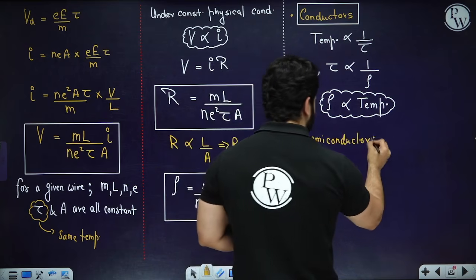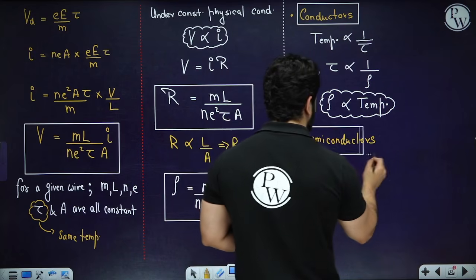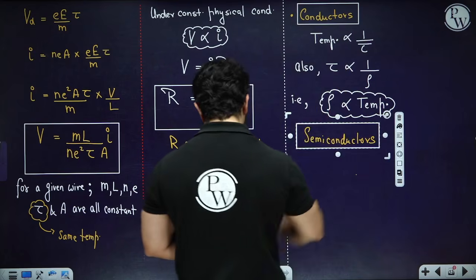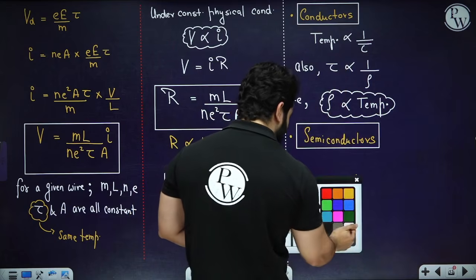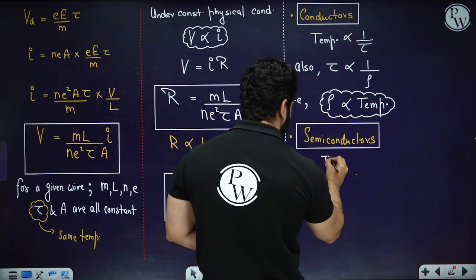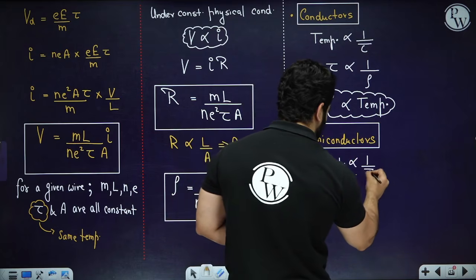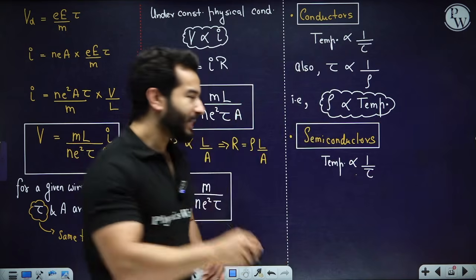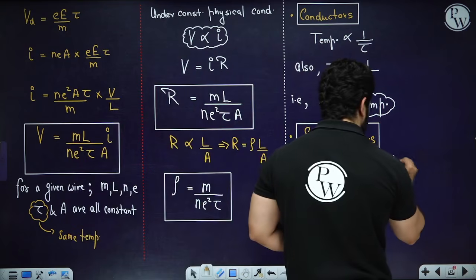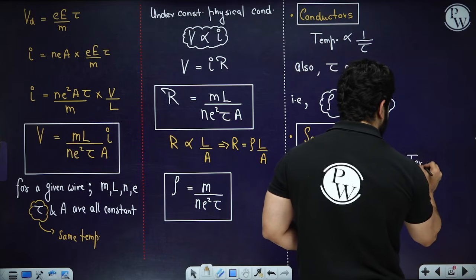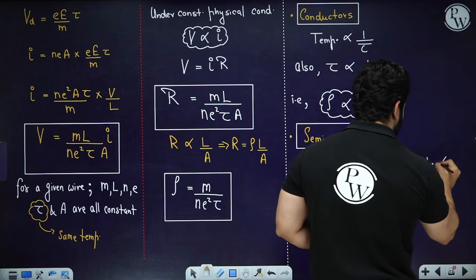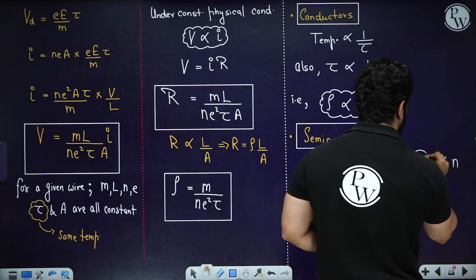See, I'm not saying that in semiconductors this is not true. Still, this statement will hold true. In semiconductors, temperature is actually inversely proportional to relaxation time. But along with this factor, there is also one more factor. That is, with increase in temperature, the number of free electrons per unit volume increases.